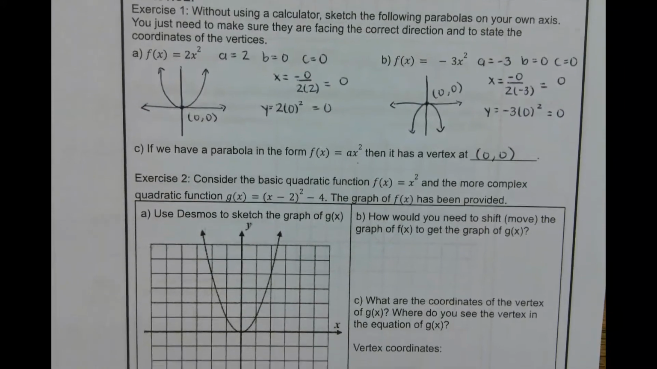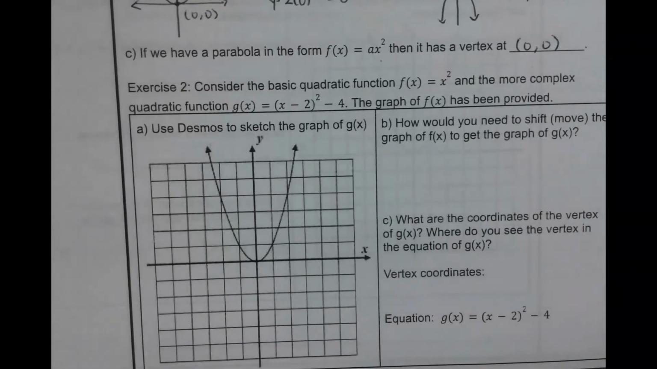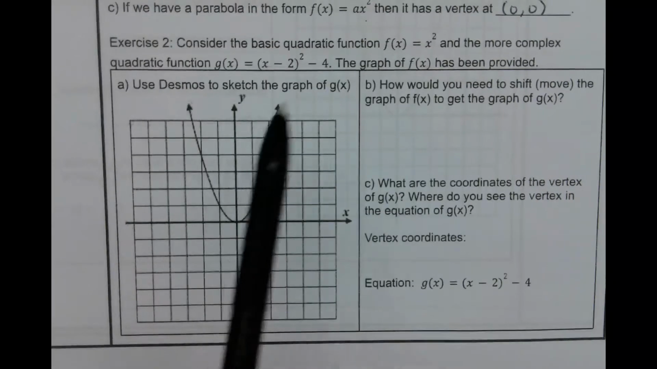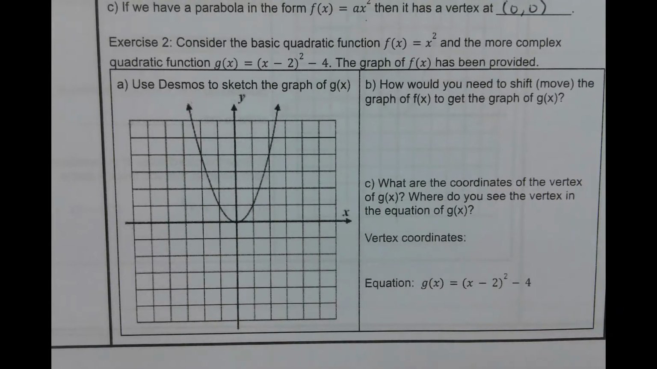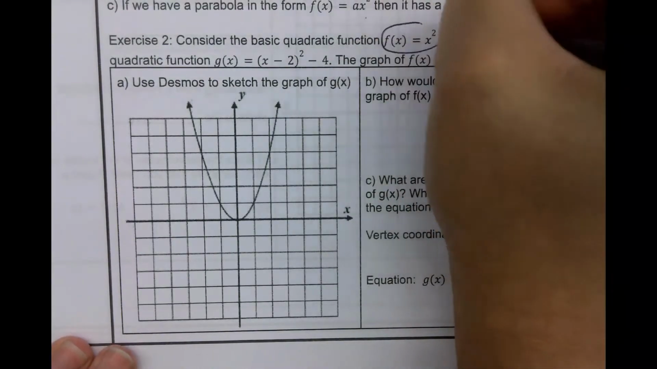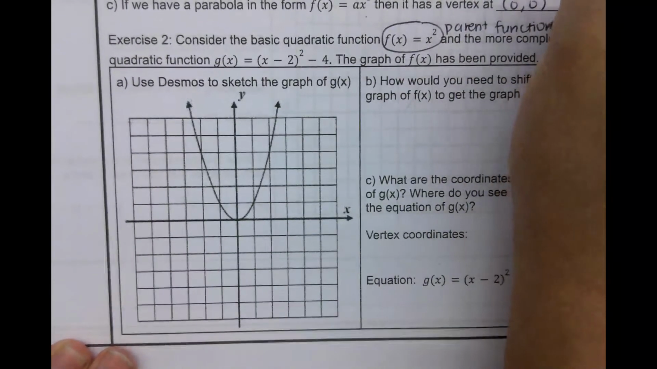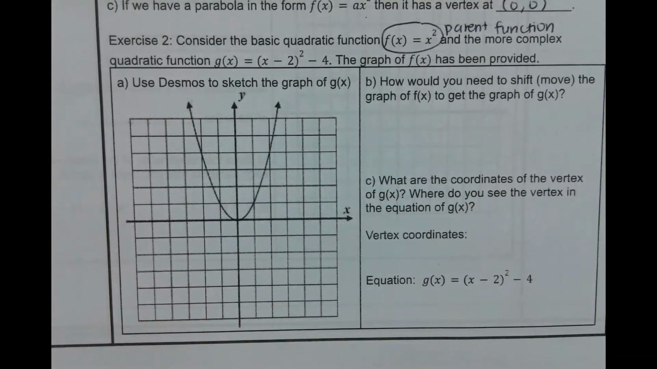Okay? So let's consider the basic quadratic function here. F of x equals x squared, okay? And then we are going to look at the more complex quadratic function, g of x equals x minus 2 squared minus 4, okay? So the graph of f of x, y equals x squared here is provided. This, again, is the parent function. From this original quadratic function comes all other quadratic functions like this. Okay? So the graph of f of x has been provided. We're going to use Desmos to sketch g of x equals x minus 2 squared minus 4.